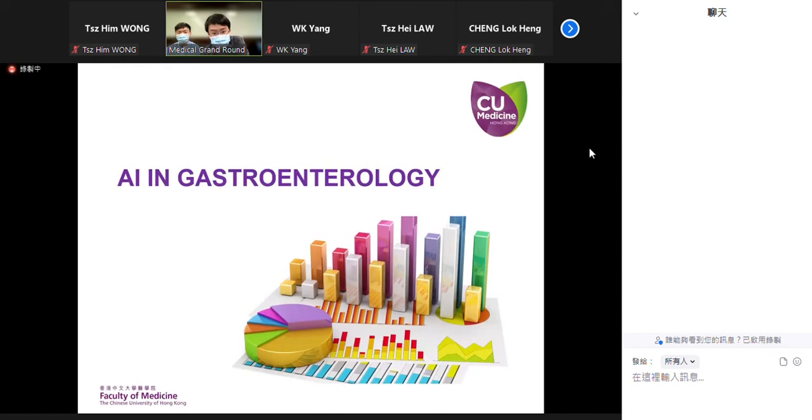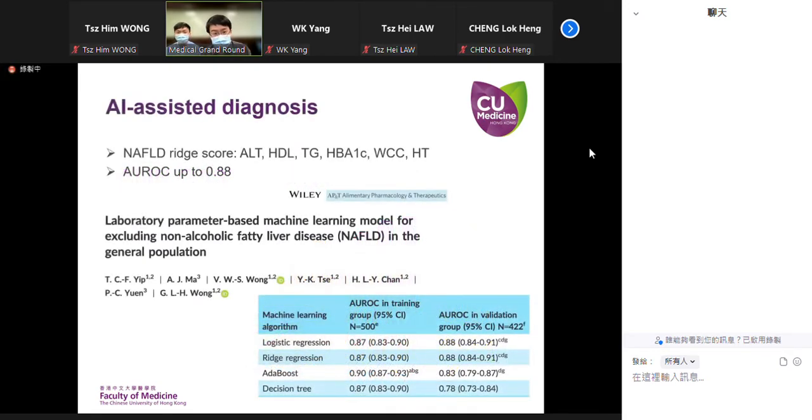So in the next few minutes, I will mainly focus on some introduction for the AI application in the field of gastroenterology. So first is talking about AI-assisted diagnosis. A study led by Professor Grace Wong and also Terry previously can demonstrate that a machine learning model can actually diagnose non-alcoholic fatty liver disease in the general population quite well, with an AUROC up to 0.88.